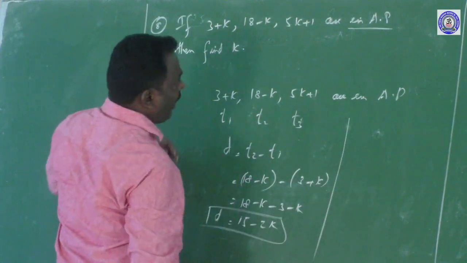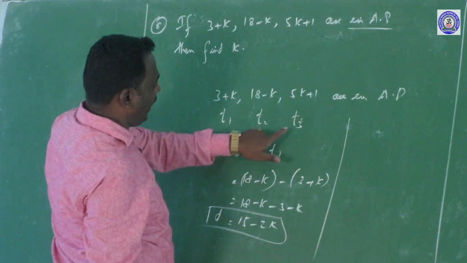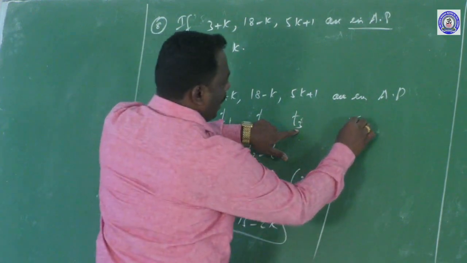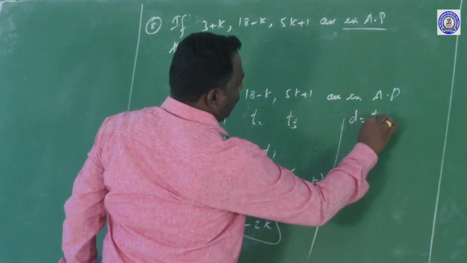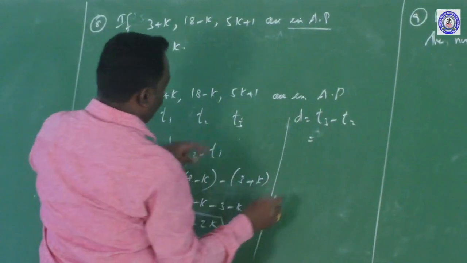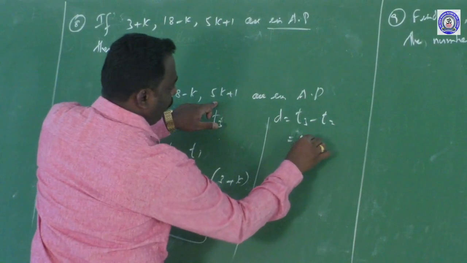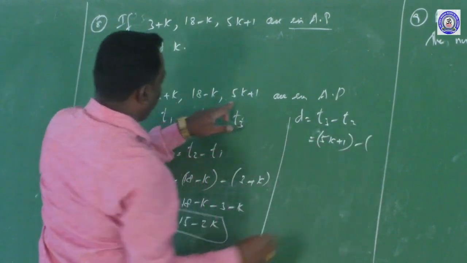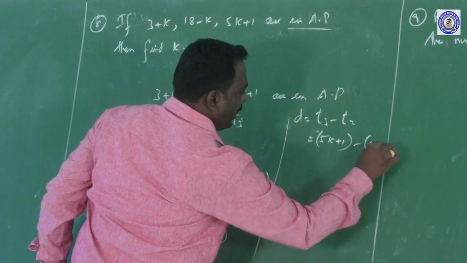Now in the same way we find another common difference, the third term minus the second term. The common difference is equal to the third term, 5k plus 1, minus the second term, 18 minus k.